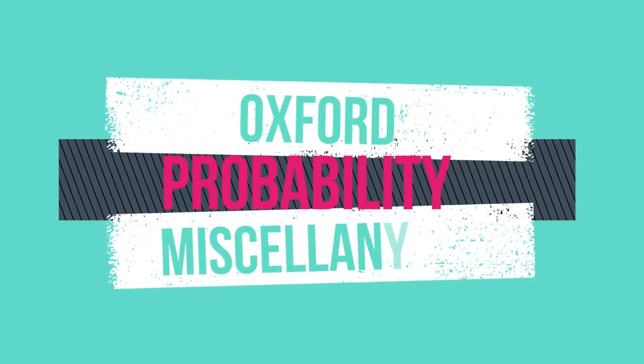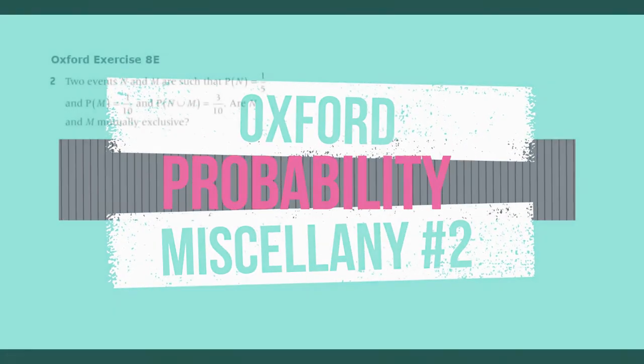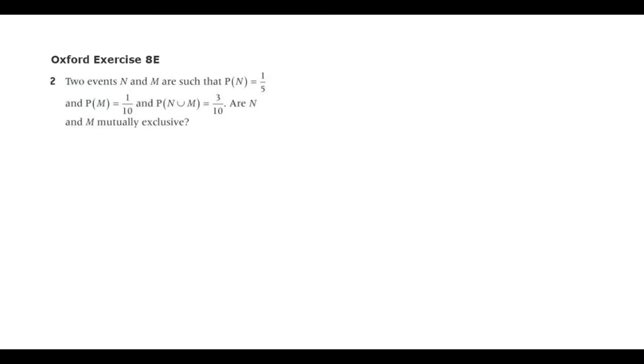Okay, here's another assortment of questions from our Oxford text, and the first one is number 2 from exercise set 8E, where we have two events, N and M, and we are told the probability of each of those two events. Probability of N is 1/5, and the probability of M is 1/10. And we are also told that the probability of the union must be 3/10. And we're being asked whether N and M are mutually exclusive or not.